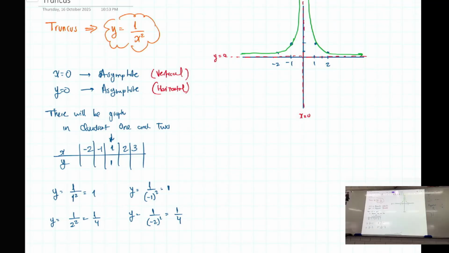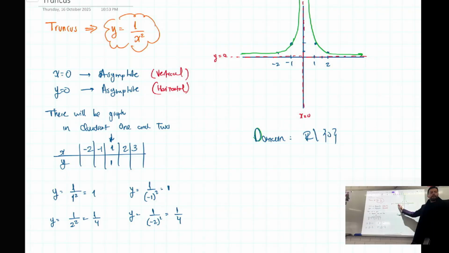What do you think will be my domain? You are correct. All real numbers except, because the domain is any x value, right? And I can actually take any x value and I will get a graph. I don't care if it's not at the bottom, but I will still get a graph, right? And I'm looking only at x values.